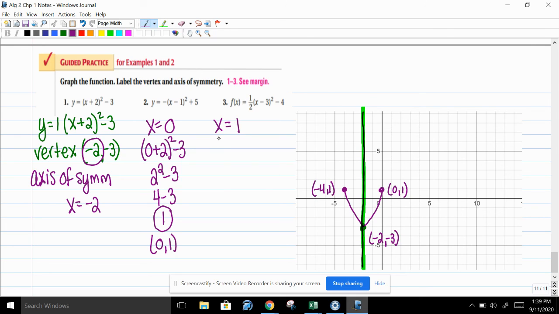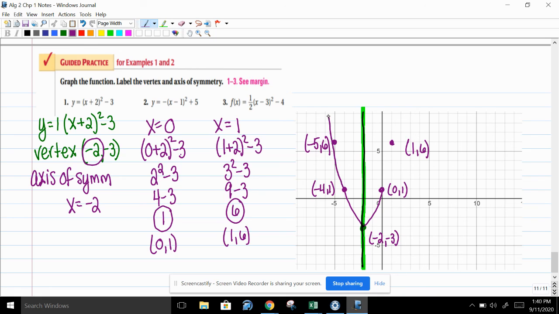When x is equal to 1, I have 1 plus 2 squared minus 3, which is 3 squared minus 3, which is 9 minus 3, which is 6. So I have the point (1, 6): 1 right, up 6. Then this is 3 units to the right, so I'm going to flip it and go 1, 2, 3 to the left. That looks like the point (-5, 6), 5 left and 6 up. So you get a better idea now of what my parabola is doing.